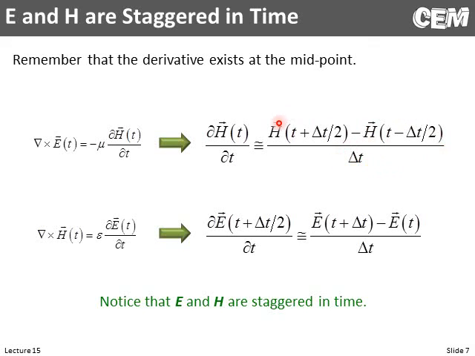So this term calculates the time derivative, and where does it exist? At the midpoint, which is exactly at t. And so since this time derivative, after we approximate it, exists at time t, that's when the electric field exists, which is consistent with what we talked about down here. So everything works out in terms of central finite differences if we stagger E and H in time.